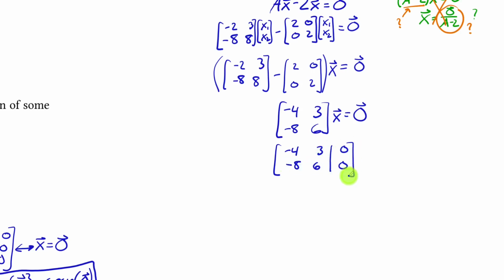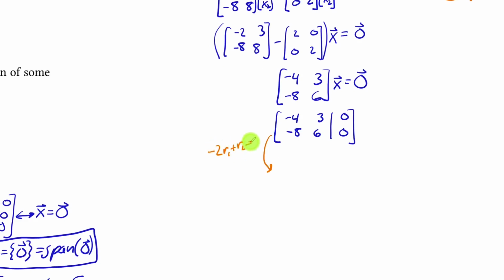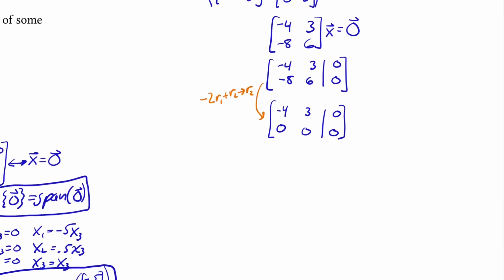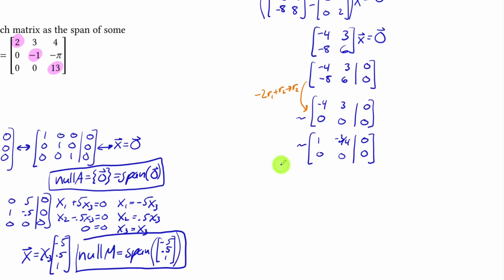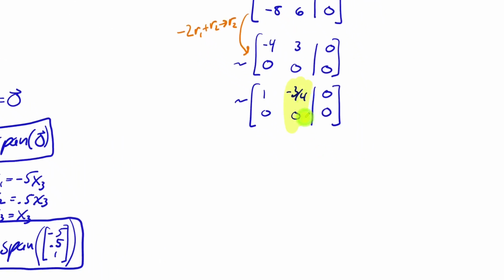And we can row reduce this. I'm going to replace row 2 with negative 2 row 1 plus row 2. That's going to be negative 2 times negative 4 minus 8 is 0. Negative 2 times 3 plus 6 is 0. Leave row 1 unchanged. We could also just scale row 1 to get it all the way to reduced echelon form by dividing by negative 4. And so we have x2 is a free variable.